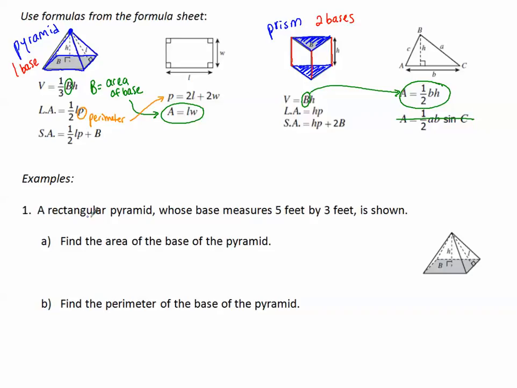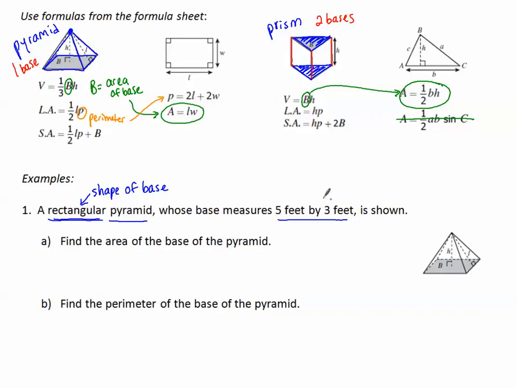Number one, a rectangular pyramid. So it's important that we know that it's a pyramid so we know which solid to refer to on the formula sheet, and that it's rectangular because that tells us the shape of the base. The base is a rectangle, a rectangular pyramid whose base measures 5 feet by 3 feet is shown. Well, it doesn't have the dimensions in the picture. Sometimes it does that.